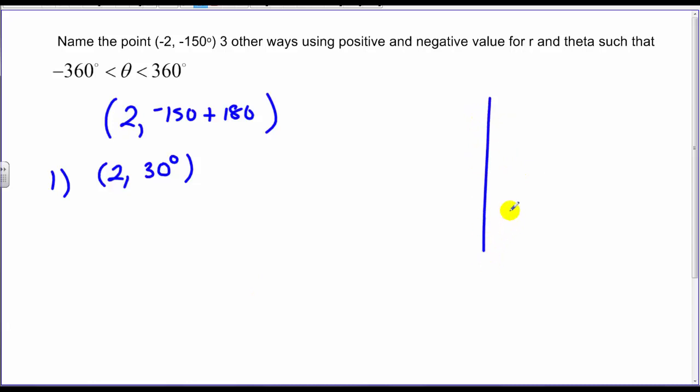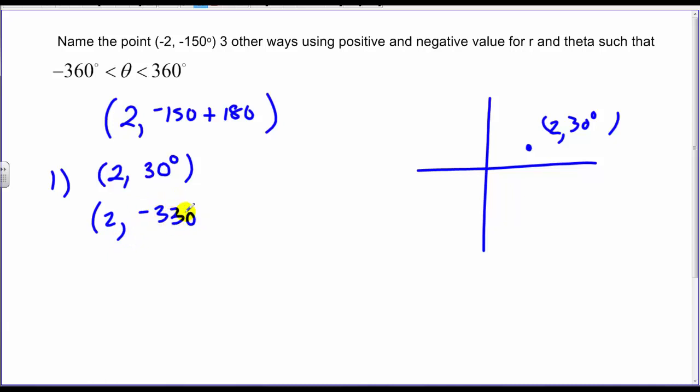And if I want to look at roughly where that would be, 2 over and around 30 degrees up would be right around here. Now that's a positive angle measure. I could go a negative angle measure by going 2 out and -330. That's a coterminal angle with 30.